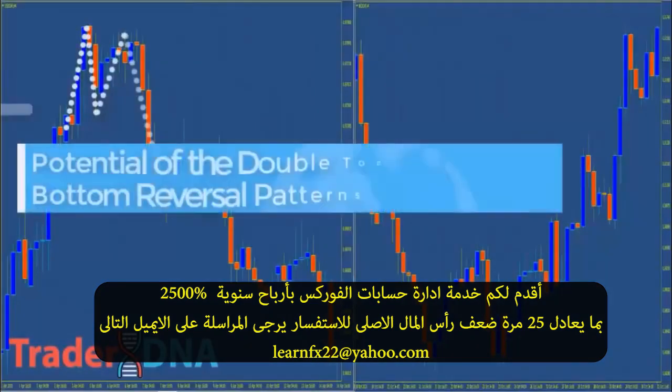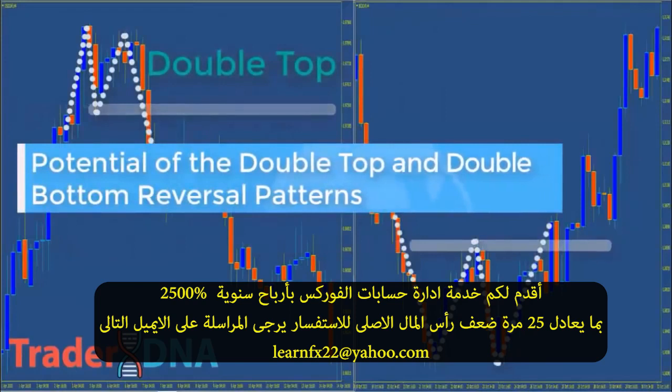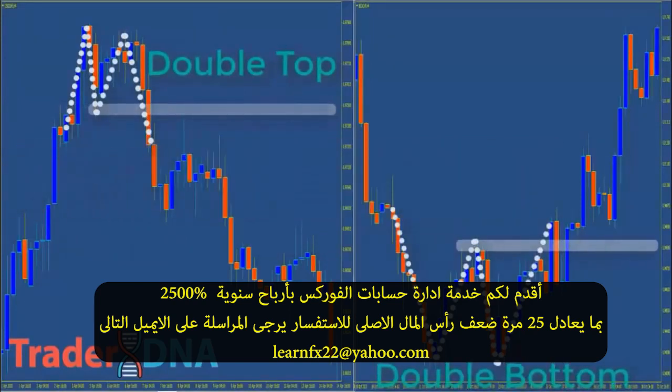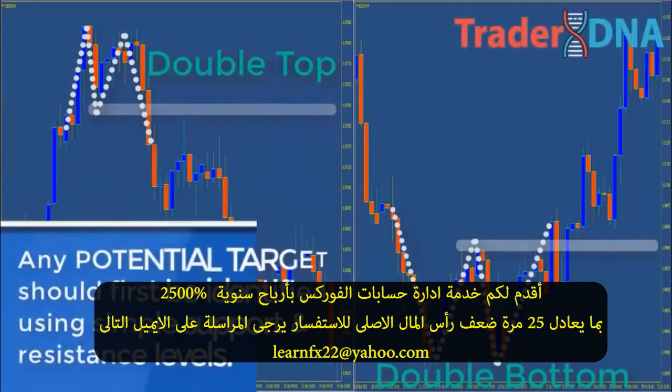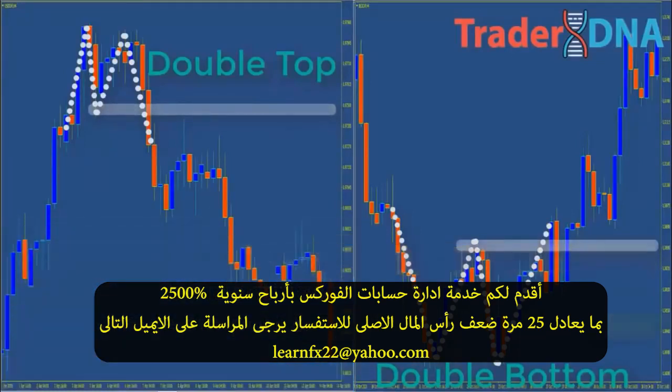Potential of the double top and double bottom reversal patterns. How to identify a potential target for a double top and double bottom pattern. First and foremost, any potential target should first be identified using simple support and resistance levels. This is true regardless of the price action pattern that is formed.